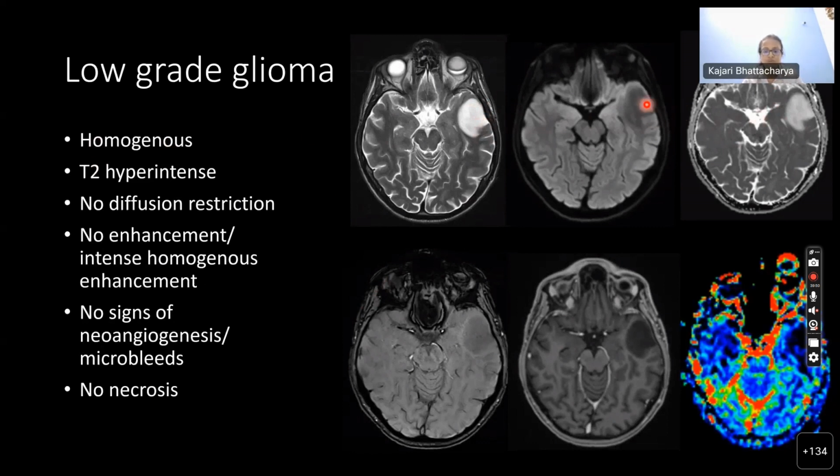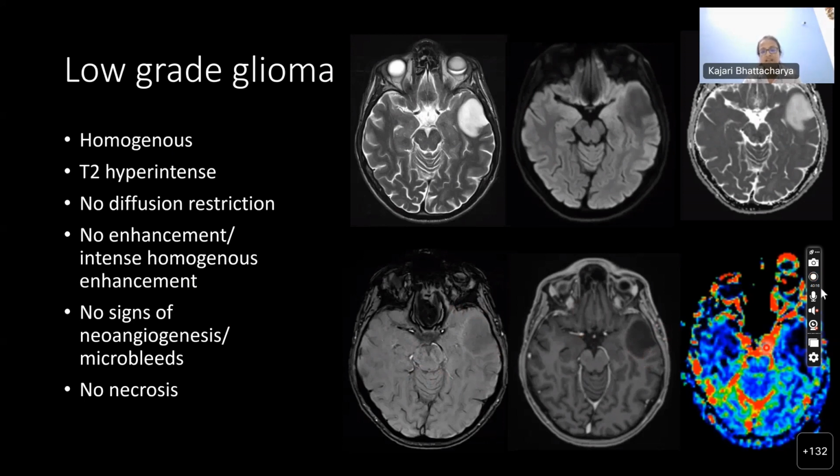They don't show any diffusion restriction, though they are not bright on DWI and they are not dark on ADC. There is no enhancement, or there is intense post-contrast enhancement or homogeneous enhancement as we see in pilocytic astrocytomas. There are no signs of neoangiogenesis or microbleeds as we see in the SWI or the gradient weighted images, and there is no necrosis, so therefore there is no enhancement. It's a very homogeneous tumor.